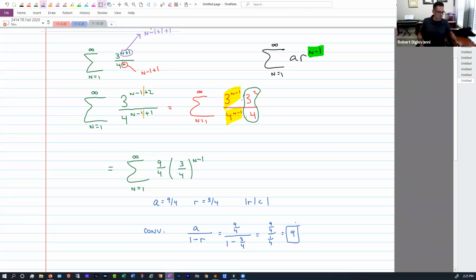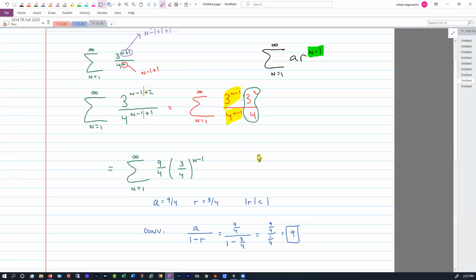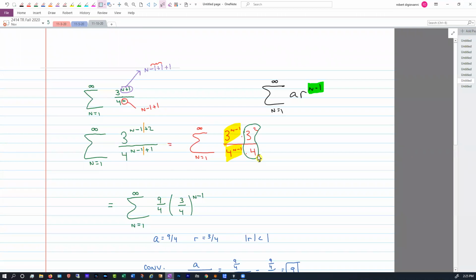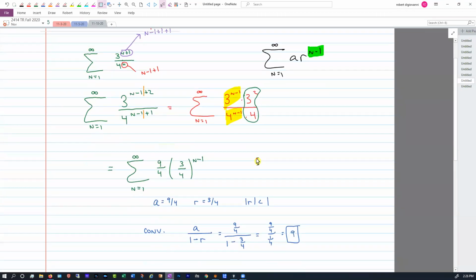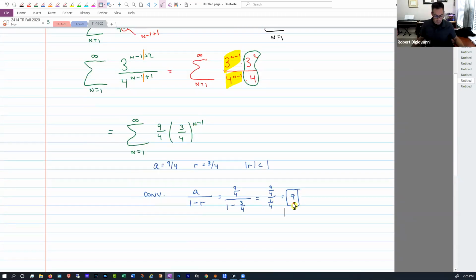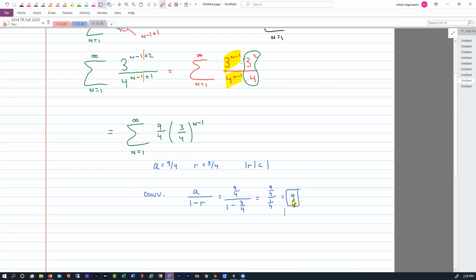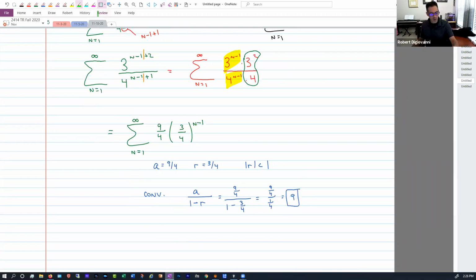What do y'all think? Pretty exciting, huh? So here, can you go back to the example? What did you do? Because I think 3/4 was less than 1. Shouldn't it converge? It did converge to 9. Oh, my bad. That's fine, because R was 3/4, and the absolute value of that is definitely less than 1.